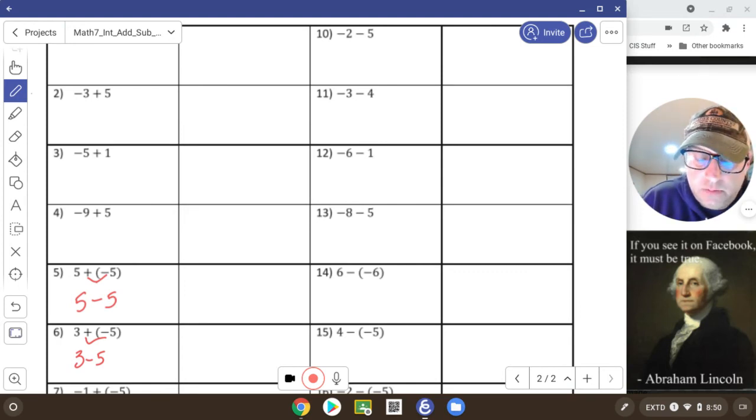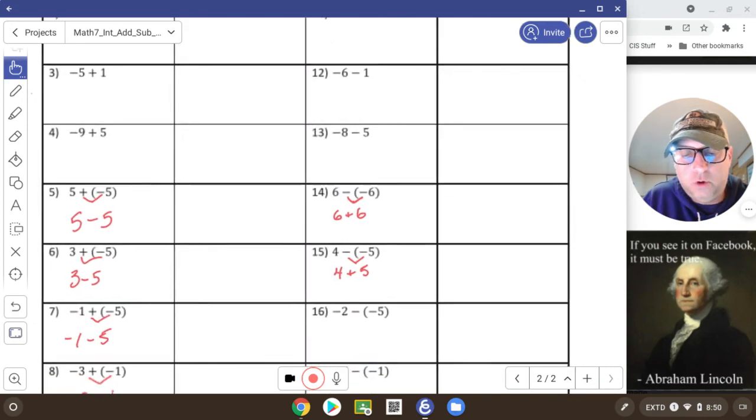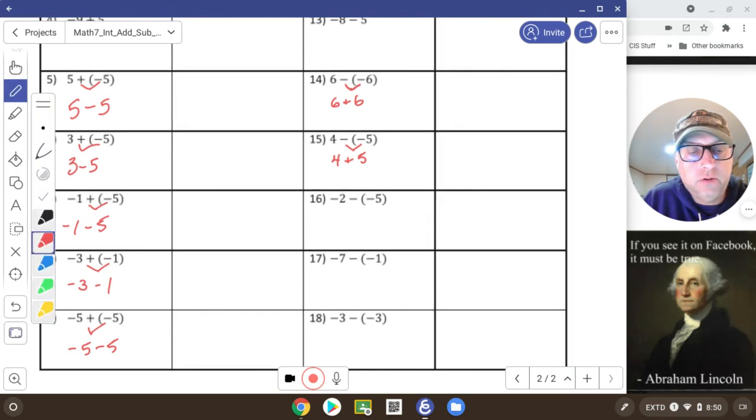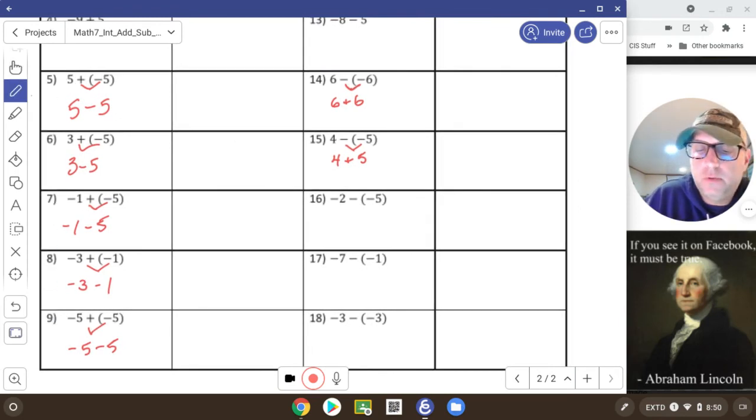14, all right, we start to run into confusion. 14 we have minus minus. Minus minus is plus. When you're subtracting a negative, it's just adding the opposite, adding a positive. So this is 6 plus 6. Number 15, again, in the middle, minus minus. So this is 4 plus 5. The two negatives in a row become one single positive.